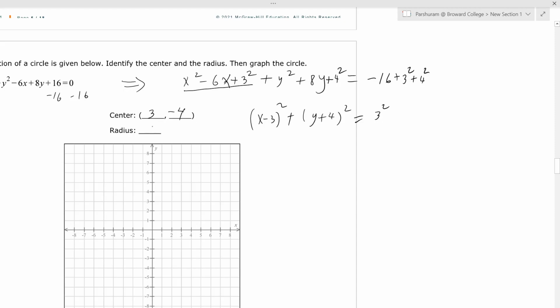The radius is 3. So we're going to plot this (3, -4), which is somewhere here, and the radius is 3, so we just go 3 units up, down, left and right. 1, 2, 3, that's the first point.